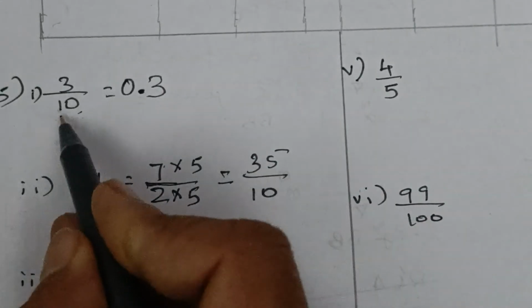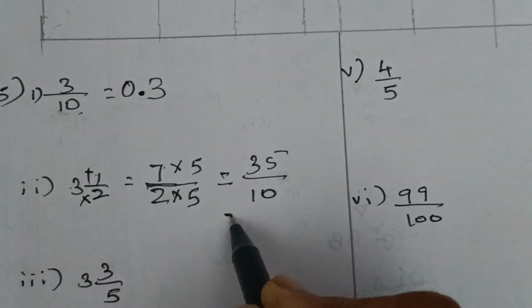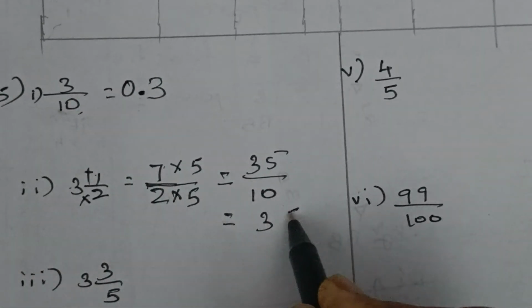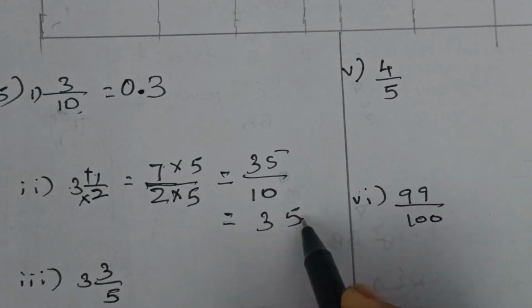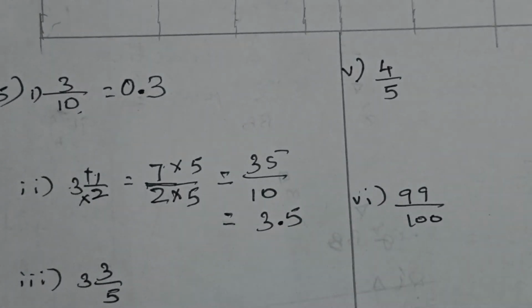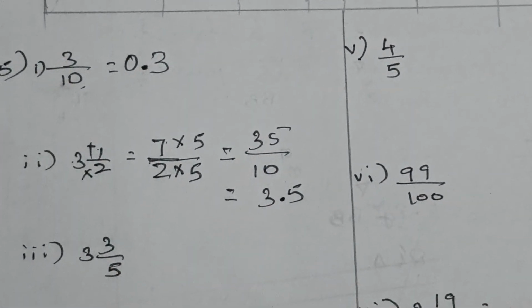Okay, now it has become just like the previous question. What to do? Write the numerator as it is. There is only one 0. Count one number and keep a point. 3.5 is the decimal number.